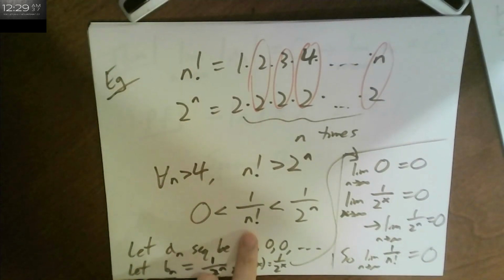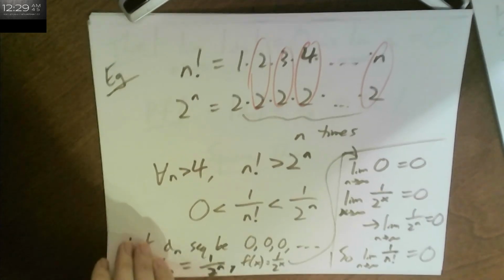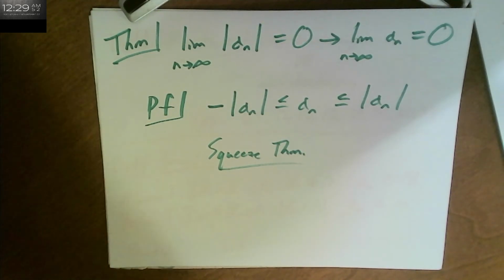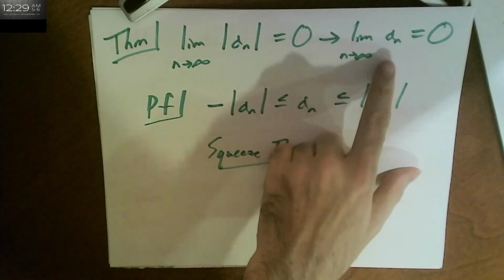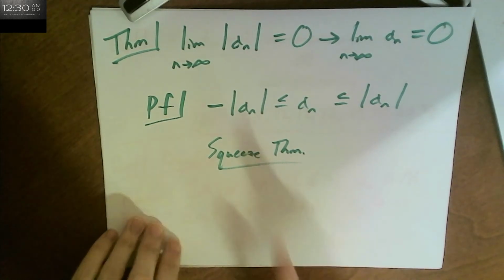What about the limit of 1 over n factorial, right? It feels like it should be 0, but we can't prove it directly. We have to use the squeeze theorem. Next theorem. If the absolute value of each term has a limit going to 0, then the original sequence with positives and negatives, whatever they are, also goes to 0. How? Prove it with the squeeze theorem.